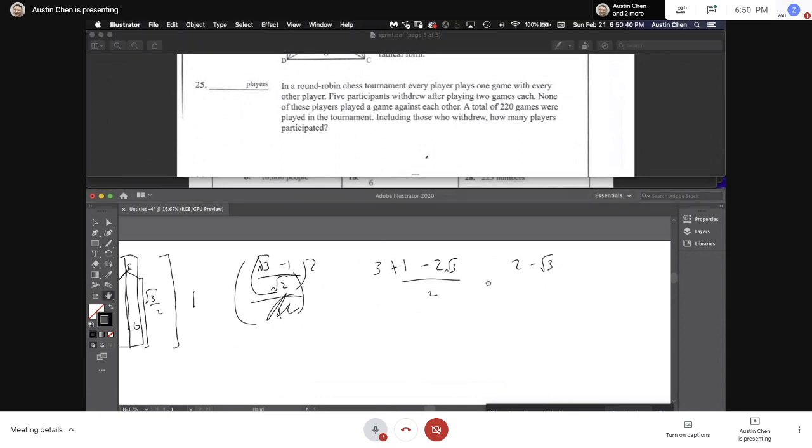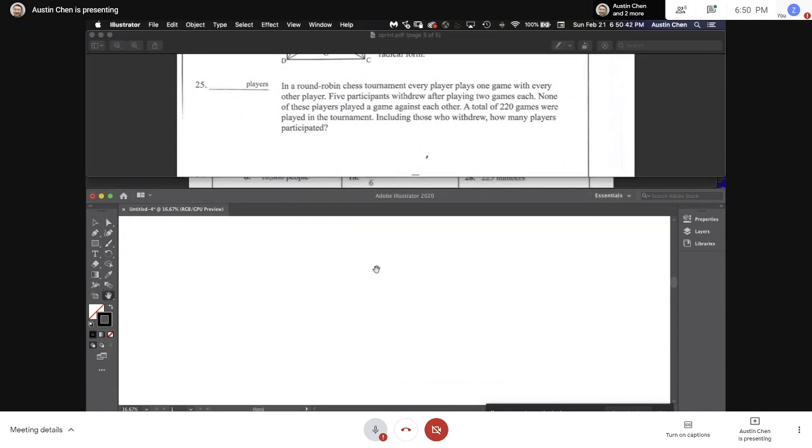Okay, so we have a round robin chess tournament and people are playing against each other, one game with every other player. They're playing normally, but after 5 people have played 2 games already, they withdrew and they did not play any games with each other. And then a total of 220 games were played.